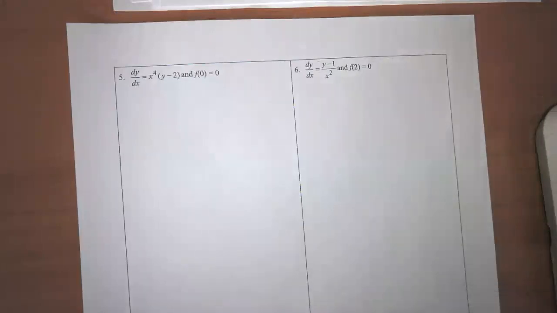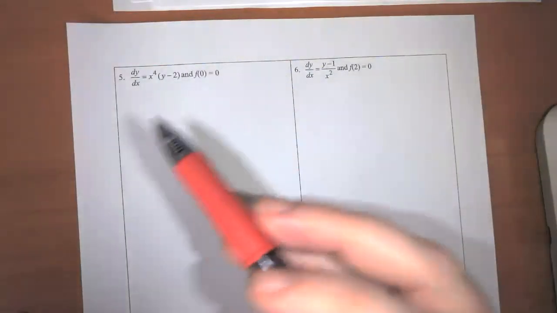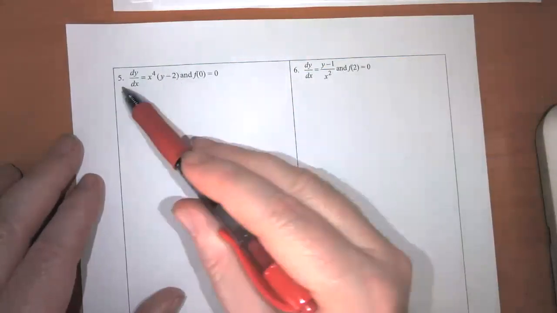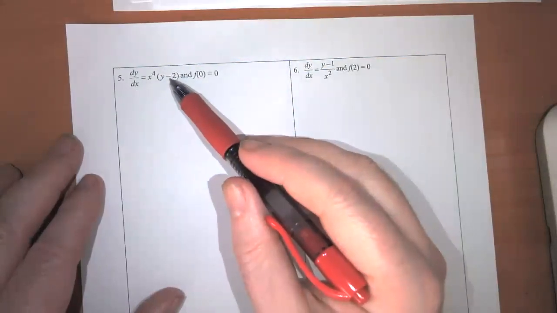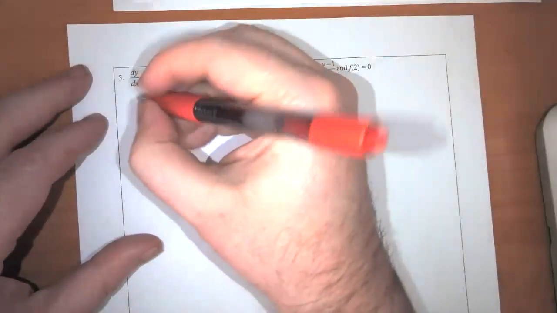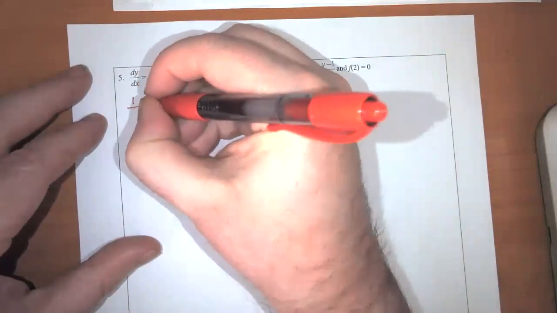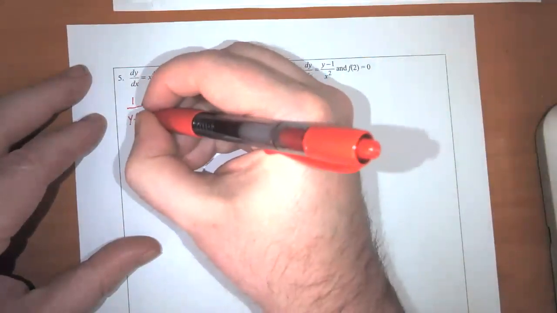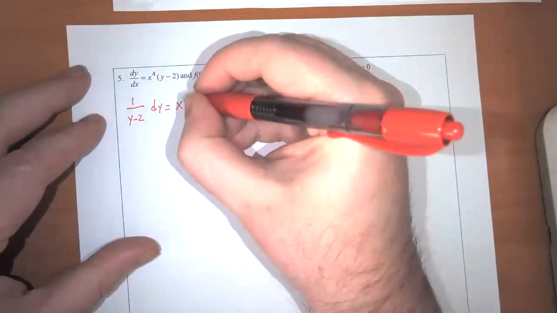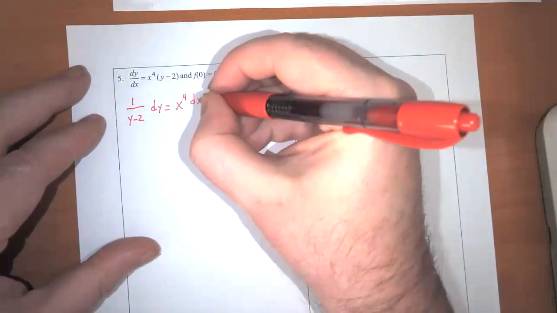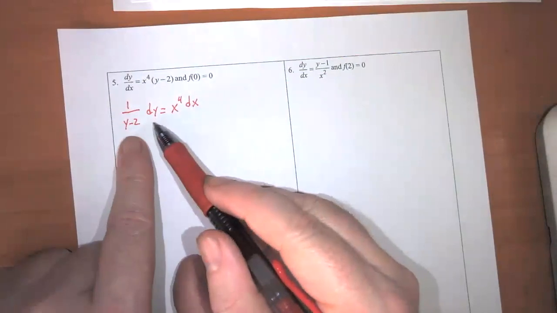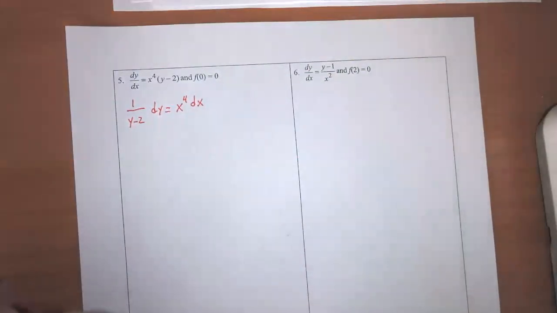So we're going to do the same thing we did before, except it's not going to be cross multiplying. We're going to multiply by dx to get it over to this side, and then divide both sides by y minus 2 to get the y minus 2 over here. When we do both of those things and separate the variables, we get 1 over y minus 2 dy is equal to x to the fourth dx. So integrating this looks pretty easy. Integrating this one looks a little bit trickier.